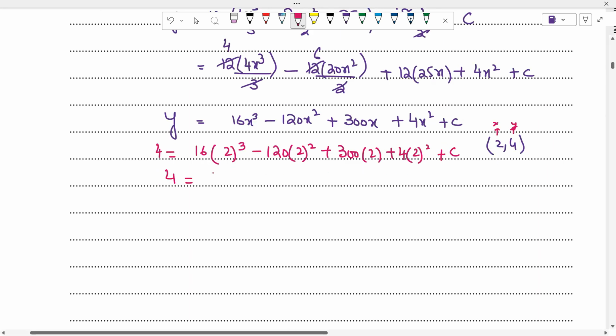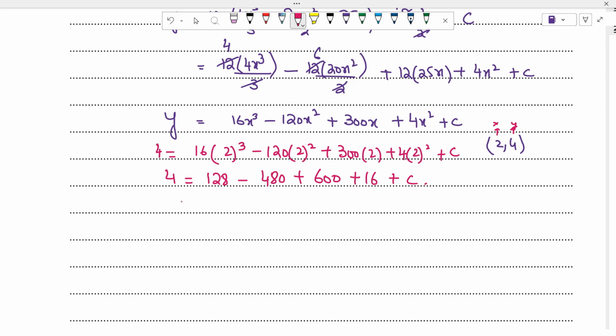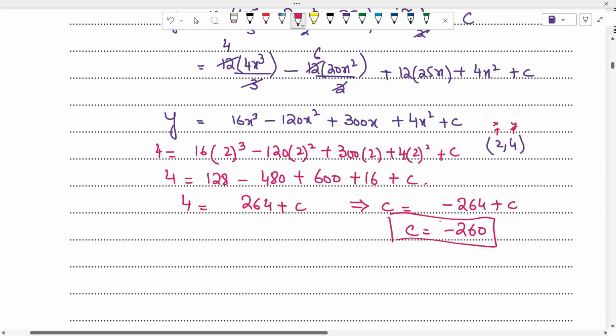4 is equal to 16 times 8, which is 128, minus 120 times 4, which is 480, plus 300 times 2, which is 600, plus 4 times 4, which is 16, plus c. So we will have 4 is equal to 264 plus c, and c will be equal to negative 260. So we have calculated the constant c, which is negative 260.